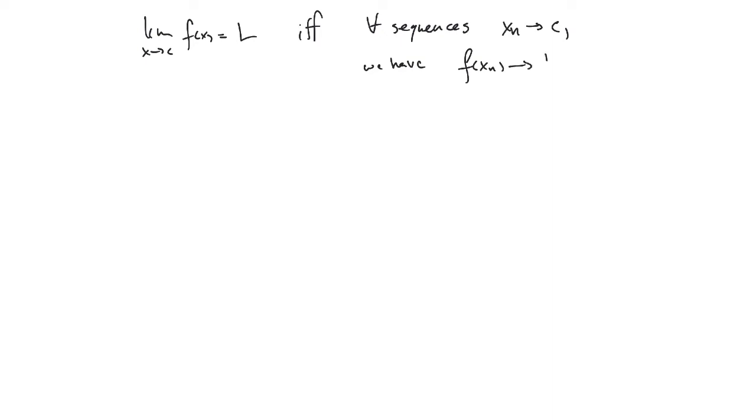So remember, limit as x goes to c of f of x equals L. Last time we talked about this is true if and only if for all sequences xn approaching c, we have f of xn approaches L, right?